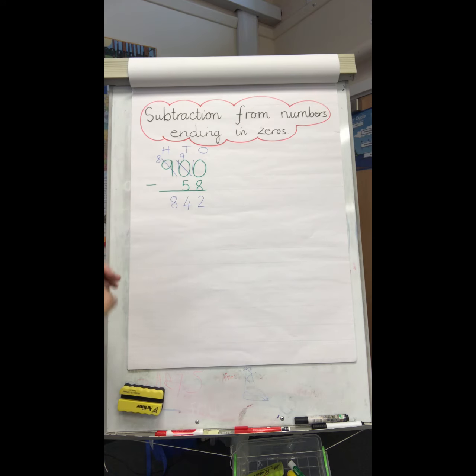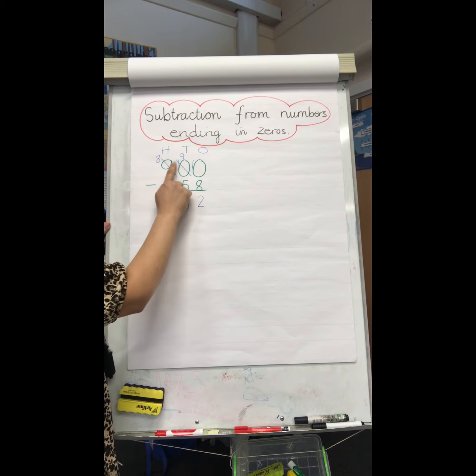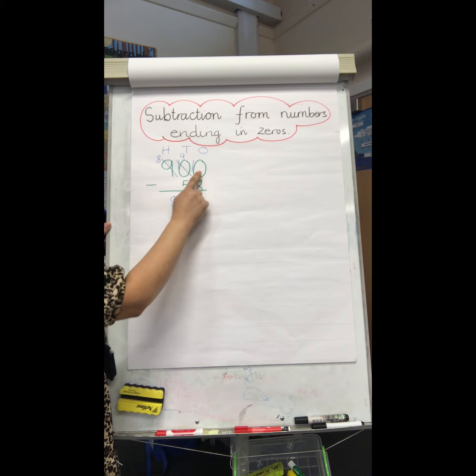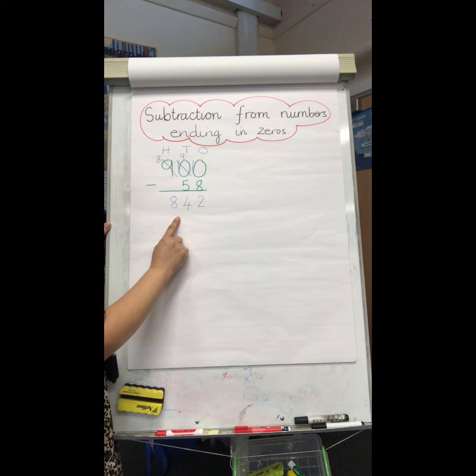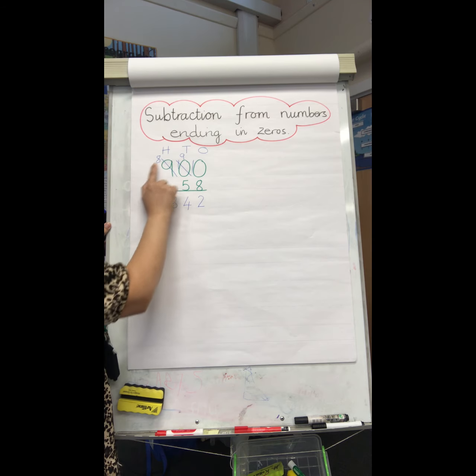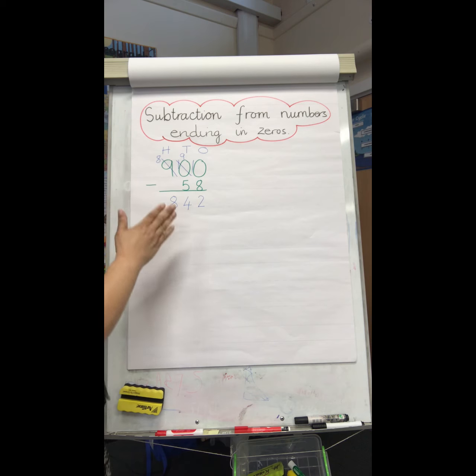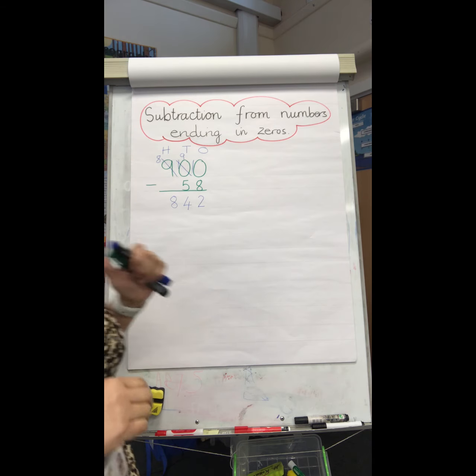But if you forget and you jump over and put it in the ones column, your answer will not be correct. So this can be tricky. If you're confident with that, do it. But I'm going to show you an easier method.